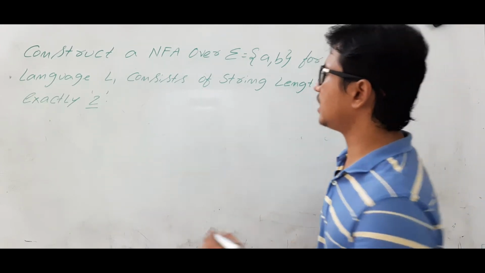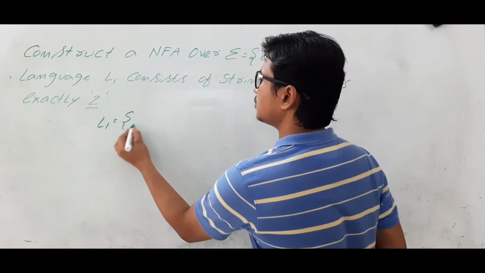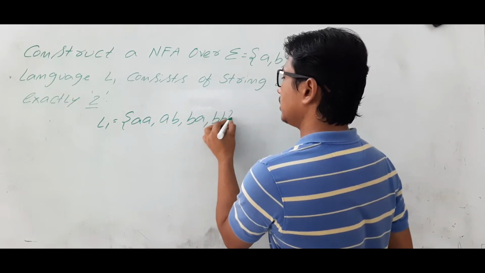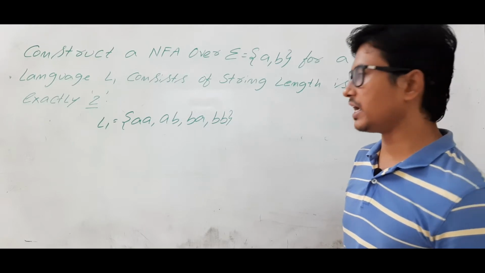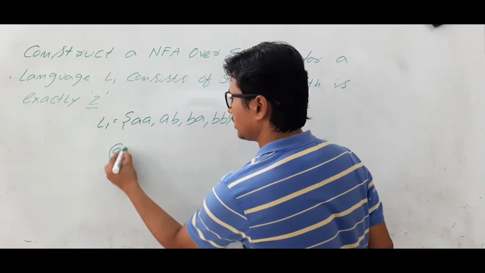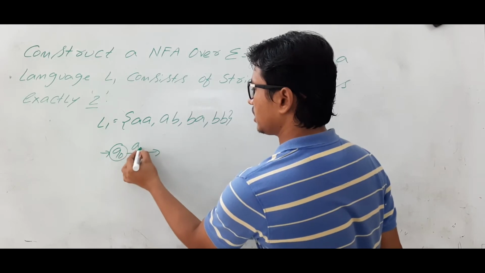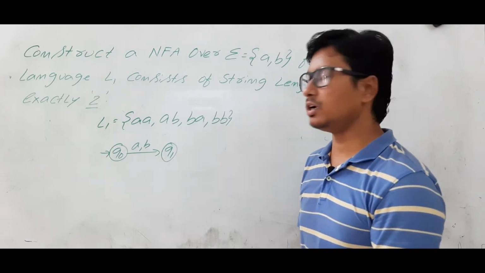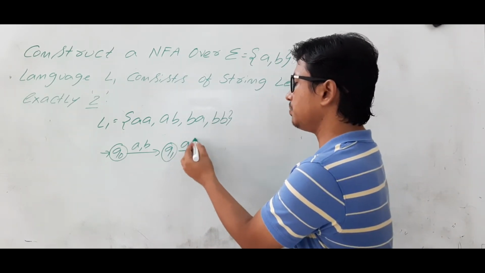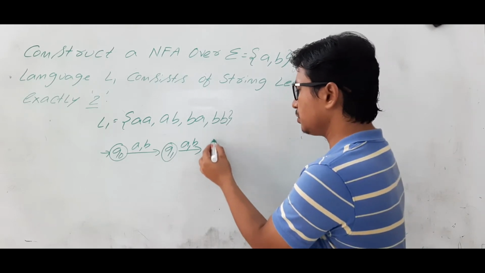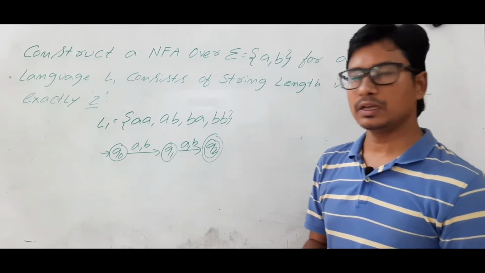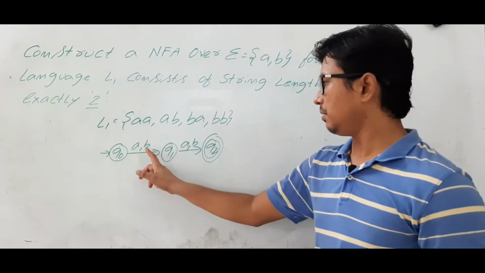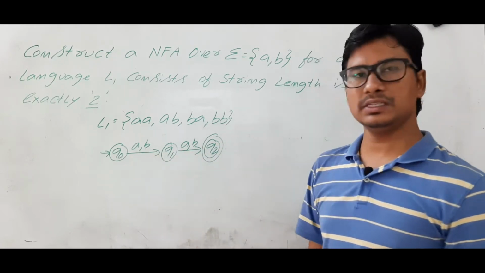So what will the language L1 consist of? Exactly length 2, so you will have AA, AB, BA, BB. For this language I want to construct an NFA. So I will take Q0 as the initial state. On A, B, I will reach a state called Q1. Q1 on A, B, I will reach Q2, which I will make a final state. Is it clear? AA is accepted, AB is accepted, BA is accepted, BB is accepted.